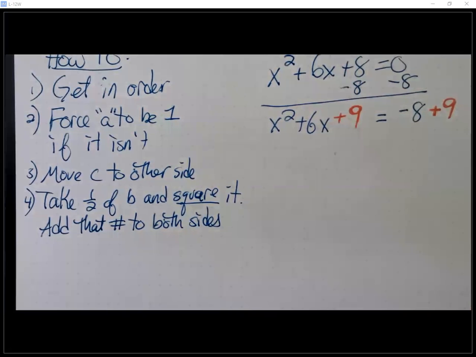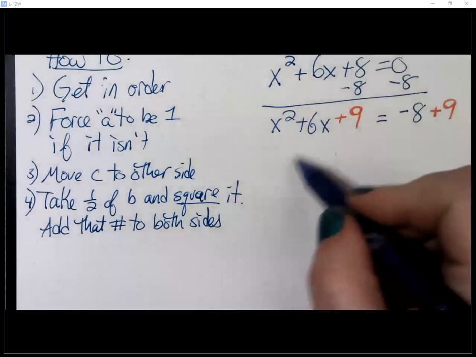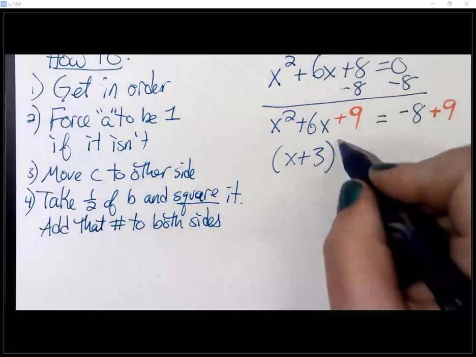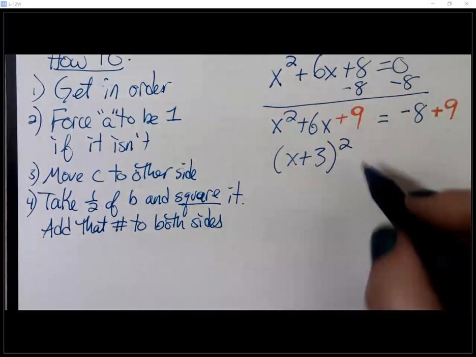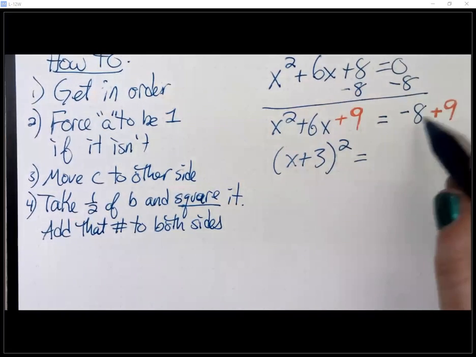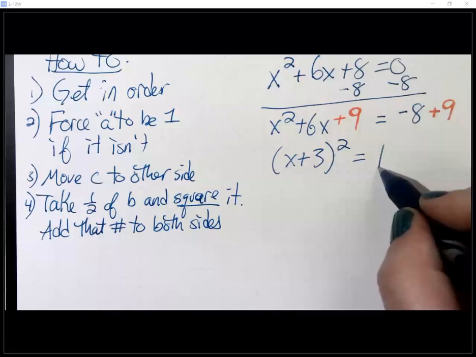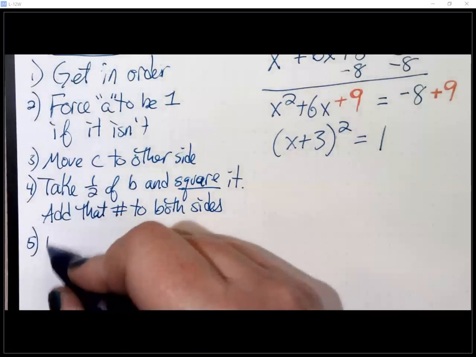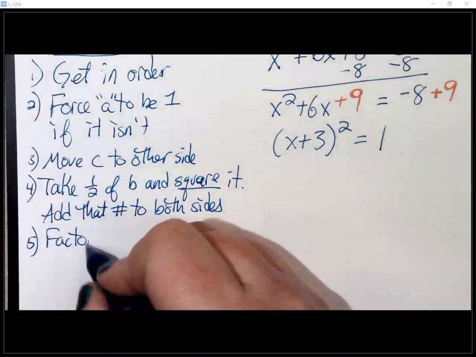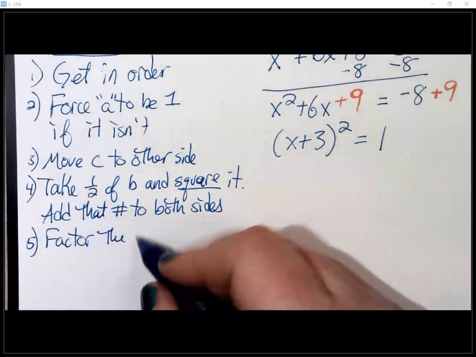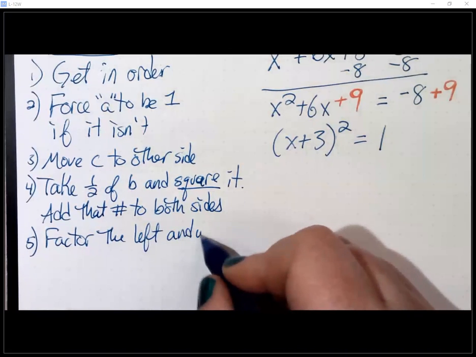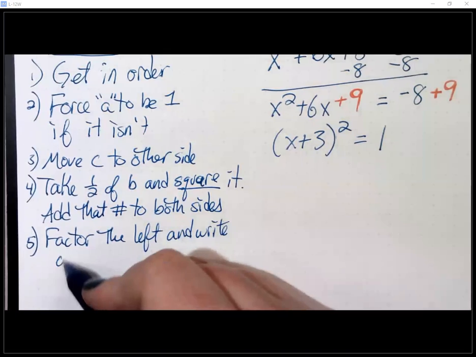It's always the same. So instead of writing x + 3 times x + 3, I can write it as x + 3 squared. And then on the right-hand side, I just combine those two numbers. That's just a +1. So step 5 is to just factor the left and right as whatever the factor is squared.